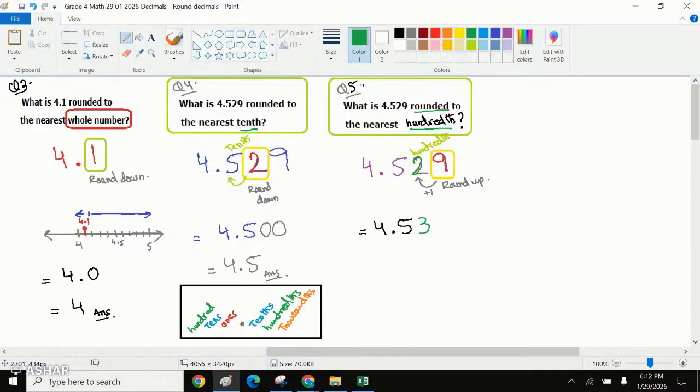Okay. Now we can understand the difference, because the previous question was to the 10th. If it's the 10th, then we look at the 100th value, one after the 10th. If we need to round it off to the 100th position, then we look at the 1000th value, the next value.